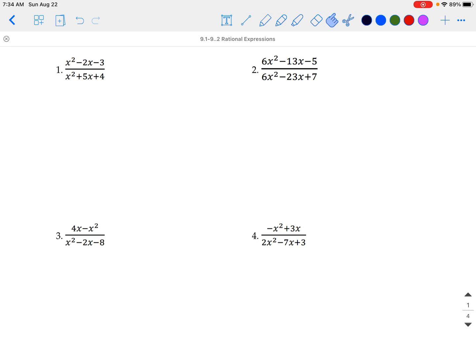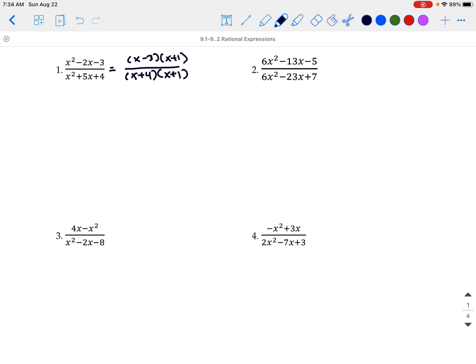undefined values. So what we'll note for number 1 is we've got two quadratics, so we'll definitely want to make sure that we can factor these, and if so, what are the values that we can cancel? So for our numerator in number 1, it looks like we'll have x minus 3 times x plus 1. In our denominator, we're going to have x plus 4 times x plus 1. So it looks like we can definitely cancel an expression.